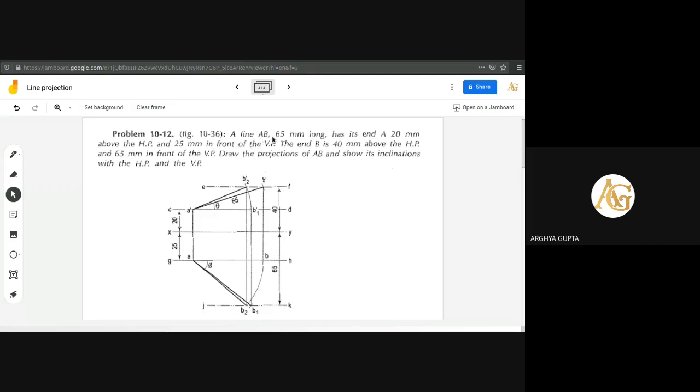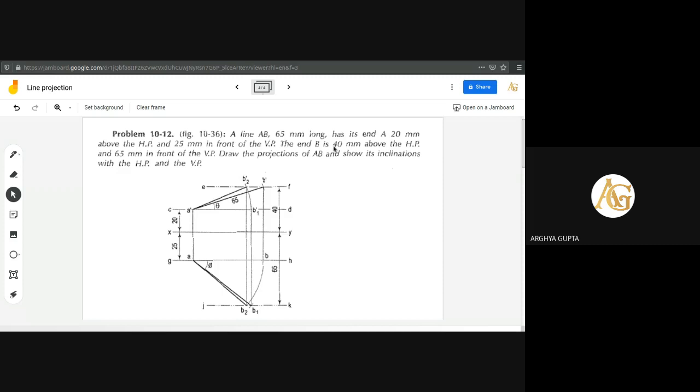So a line AB, whose length is given as 65 mm, has its end A 25 mm above HP. So again, draw the XY line and take a point 25 mm above HP. So A dash will be 25 mm above HP. Draw a vertical line from A dash, and 25 mm in front of VP. So A will be found 25 mm below the HP. So both A dash and A points are found.